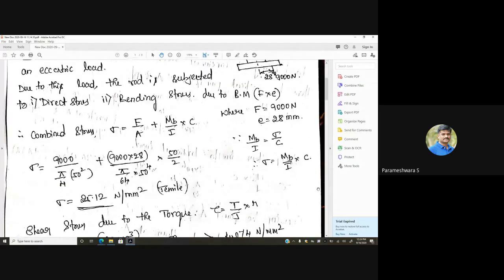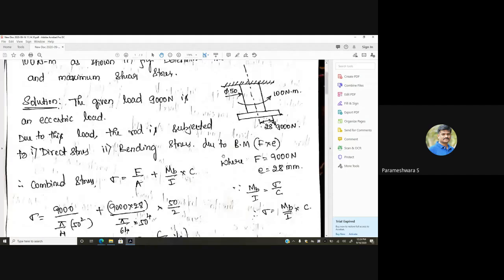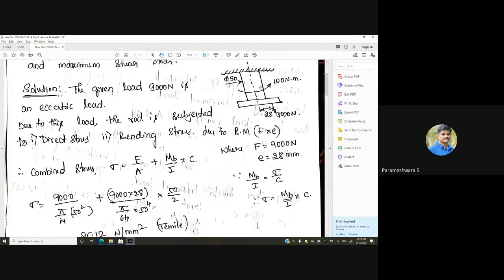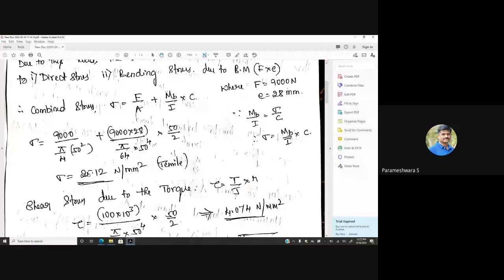So just put that value, 9,000 Newton over pi by 4 into d square, that is 50 square, the diameter of the rod, plus the bending moment 9,000 into 28 divided by pi by 64 into 50 to the power of 4, into the C. What is the C? C is the distance of the extreme fiber from the axis. So it is nothing but d by 2, I mean 50 by 2. So calculate the sigma. It is 25.12 megapascal.